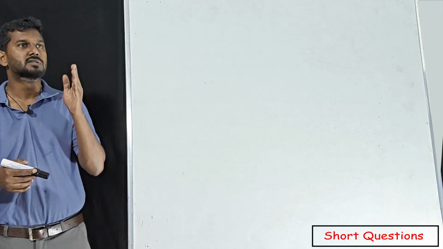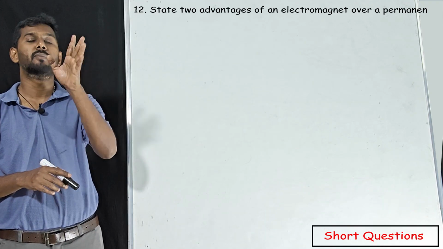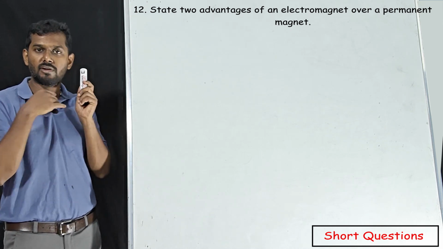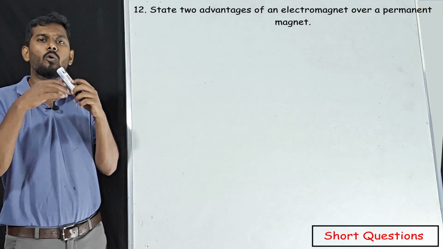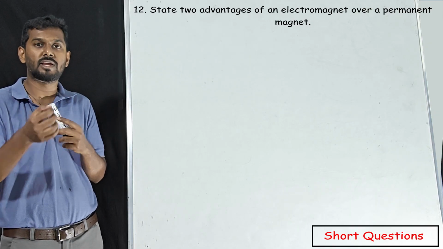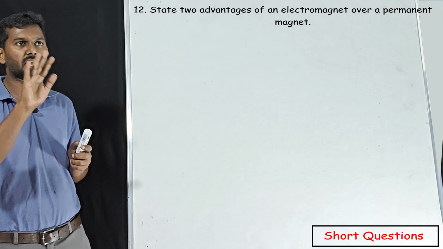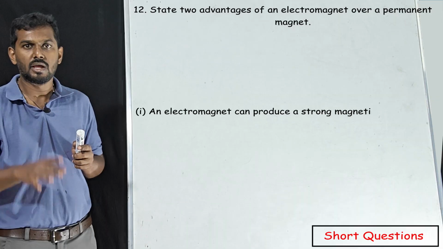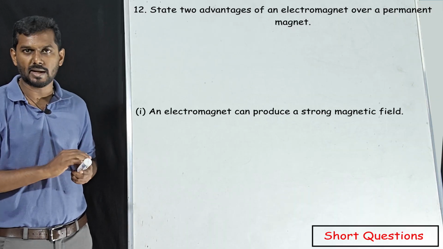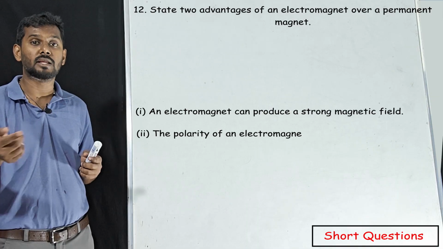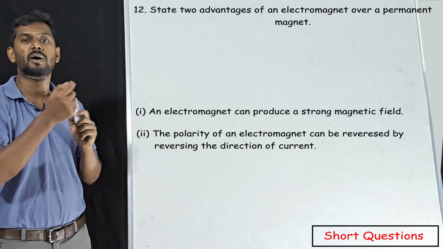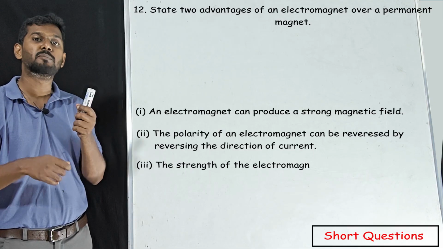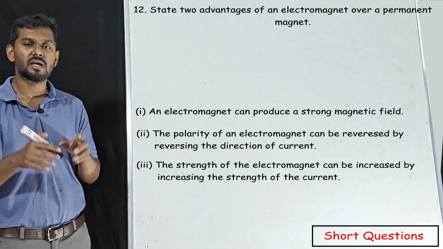That's it. Our next question, state two advantages of an electromagnet over a permanent magnet. So we have to state two advantages. See, in the concept video we have learned three. We are going to learn all the three here also. Whichever you feel is easy to write in the exam, you can write. See, advantages of electromagnet. Very simple. The electromagnet produces a strong magnetic field. Then the polarities of the magnet can be reversed by reversing the direction of current. The third one, the strength of the magnetic field can be increased by increasing the current in the circuit.